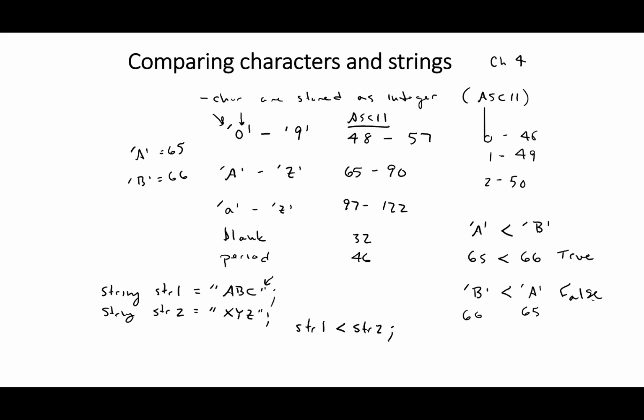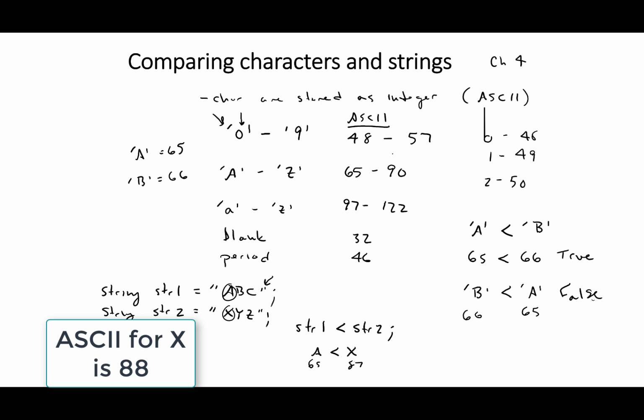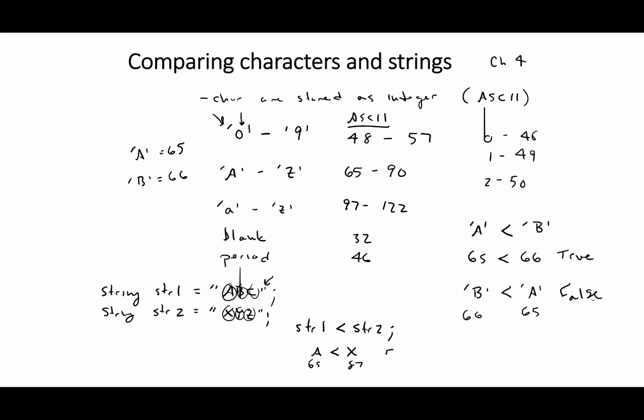What this is going to do is go through and compare each character one at a time. So it's going to look at, okay, is A less than X? I'm looking at the first characters. The ASCII code for A is 65, and X, I think it's 87, but I could be wrong. Anyway, 65 is less than whatever X is. This is true.